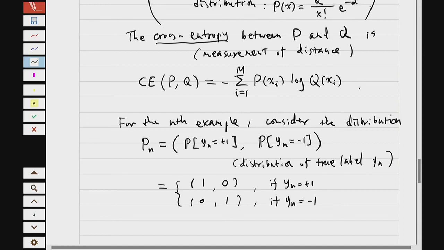Everyone okay with this idea? Even deterministic numbers have a probability distribution. It's only that the probability distribution is a very extreme case, all concentrated at one value. That's all. So 1, 0, and 0, 1. Everyone okay?